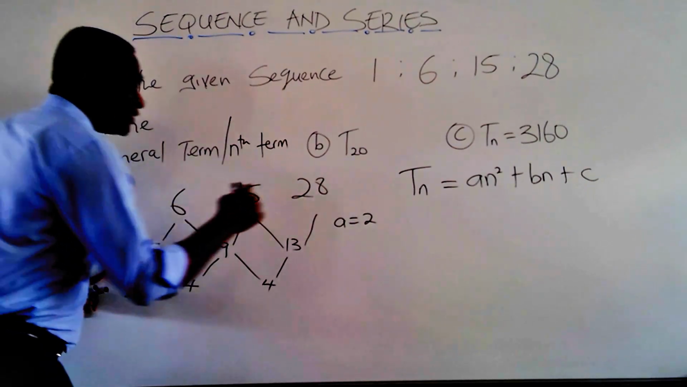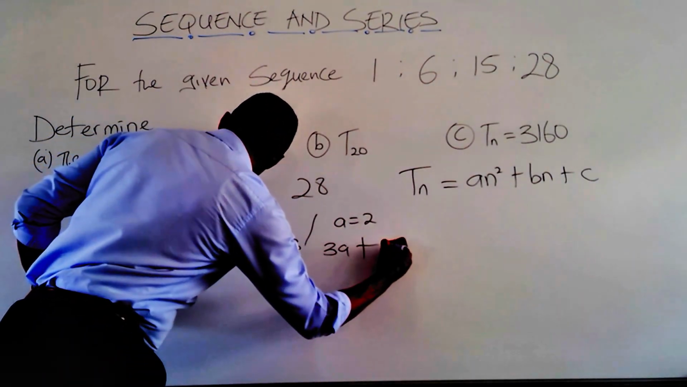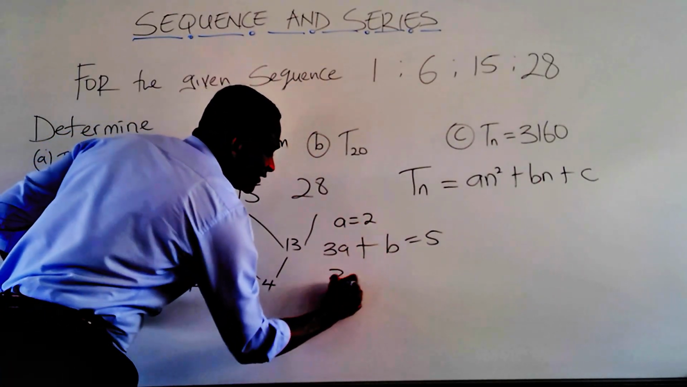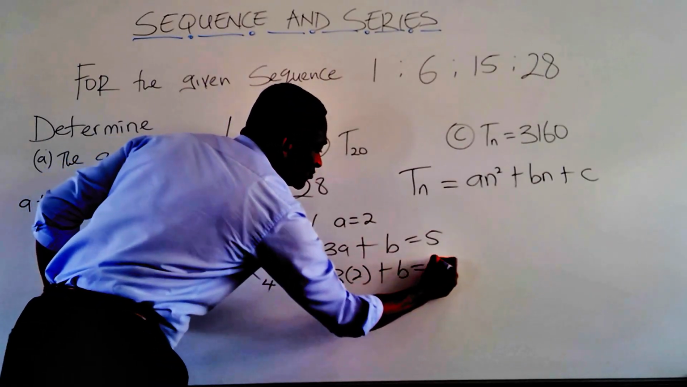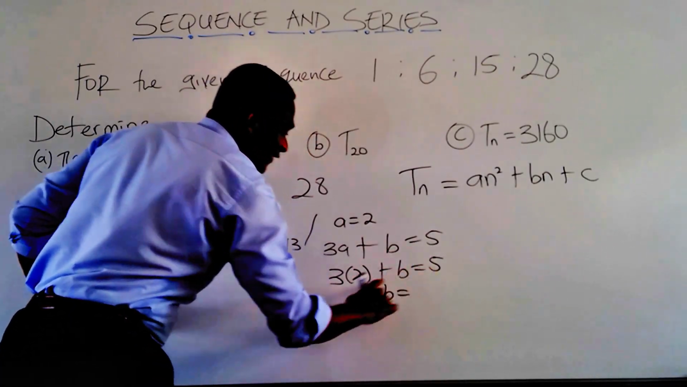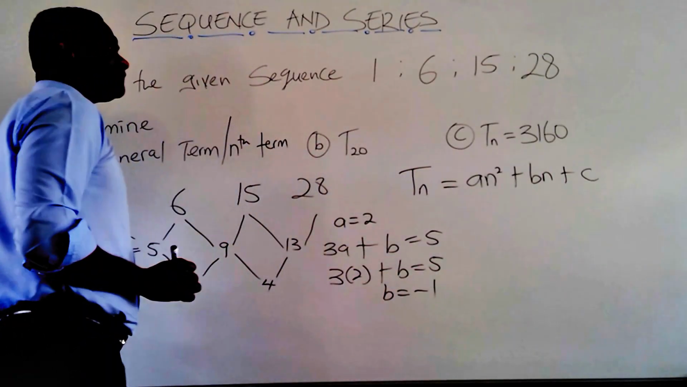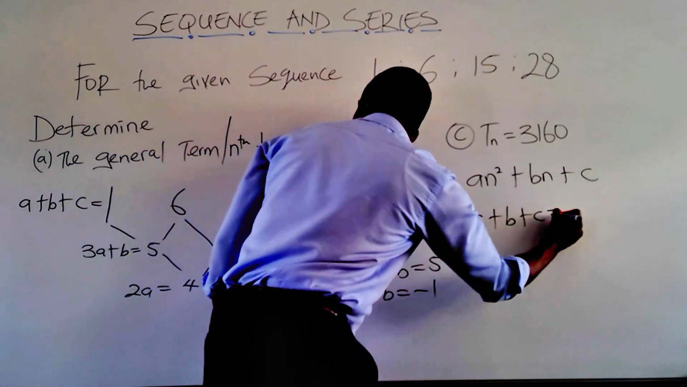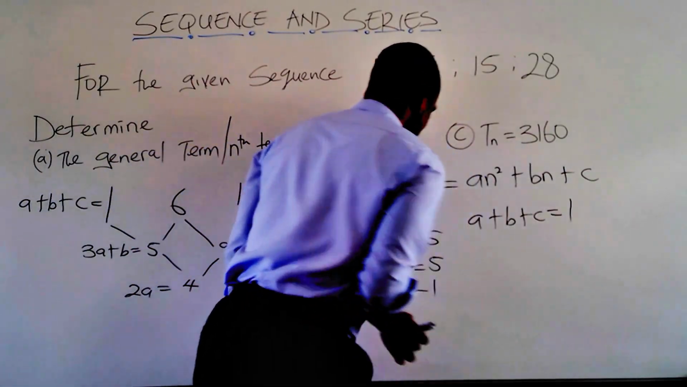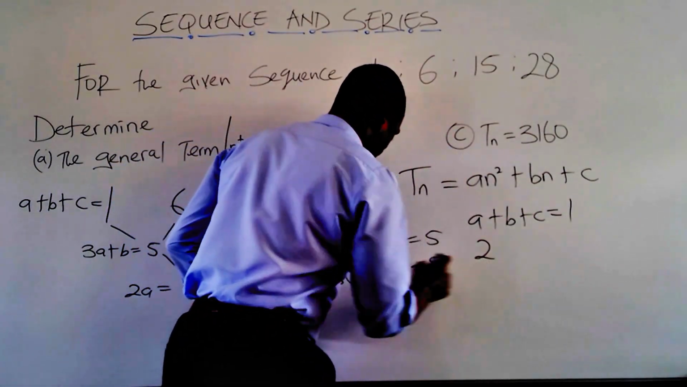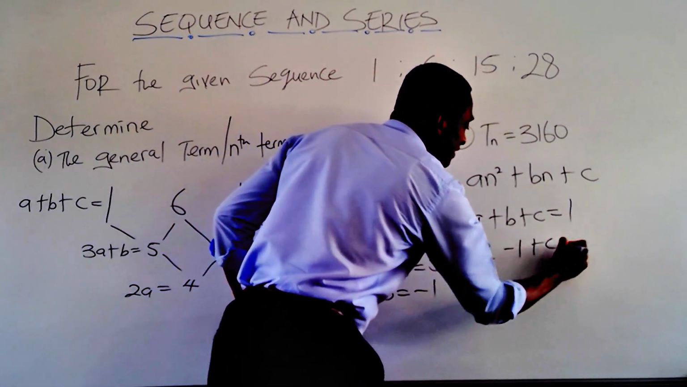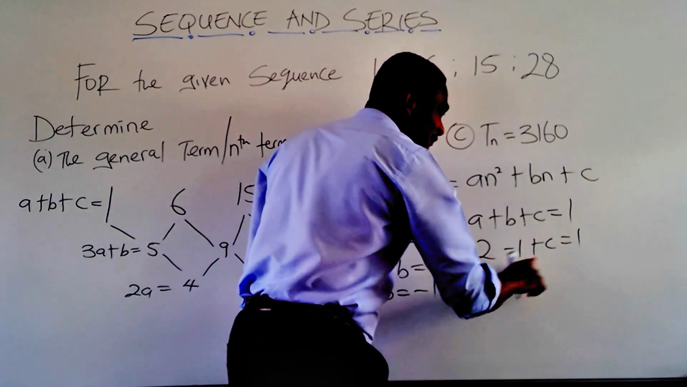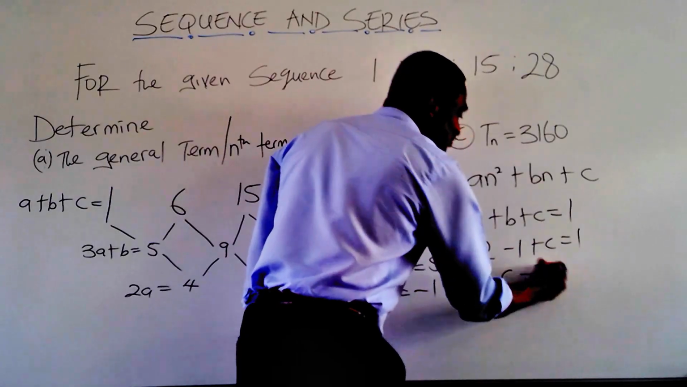Then remember 3a plus b is equal to 5. If we substitute 2, we have 3 times 2 plus b is equal to 5. That means b will be 5 minus 6, which is minus 1. Then the last one, we have that a plus b plus c is equal to the first term of the sequence. Our a is 2, our b is -1, plus c is equal to 1. If we collect like terms, c will be 1 plus 1, which is 2, minus 2, which is 0.